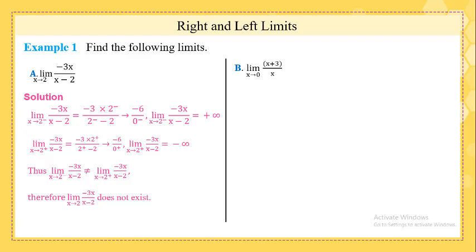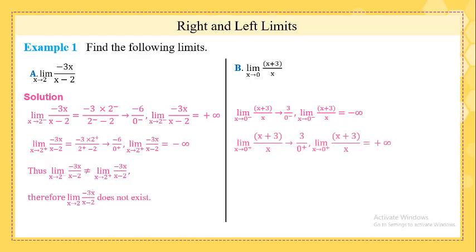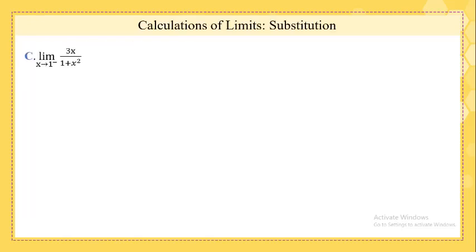Another example. Limit of x plus 3 over x as x tends to 0. Since 0 is in our denominator, we should find both right and left limits at 0. First, our left limit at 0 is minus infinity, and the right limit at 0 is plus infinity. Also, different right and left limits, so the limit does not exist.